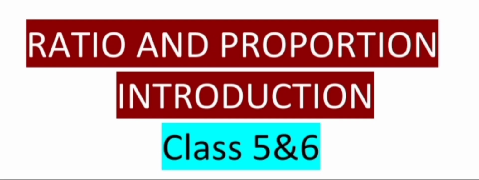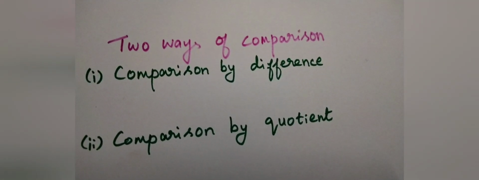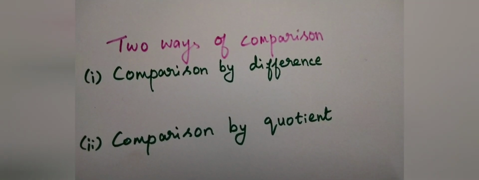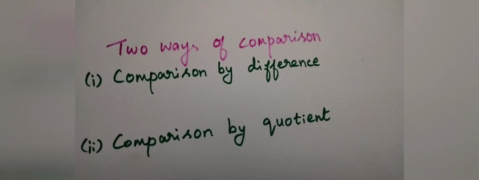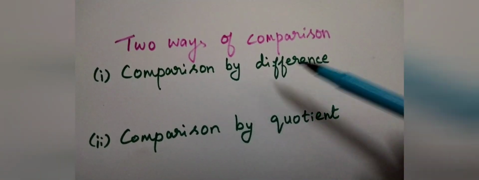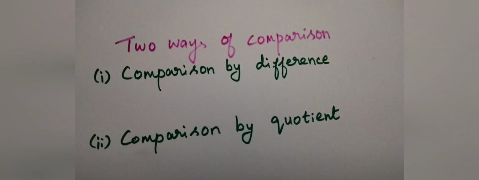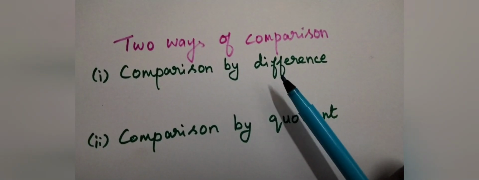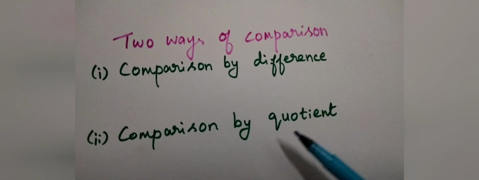Hi children, in this video we are going to see an introduction to ratio and proportion. Dear children, in our day-to-day life we compare one quantity with another quantity of the same kind, isn't it? There are two ways of comparison. One is comparison by difference. That means difference means we have to do subtraction. And the next one, comparison by quotient.